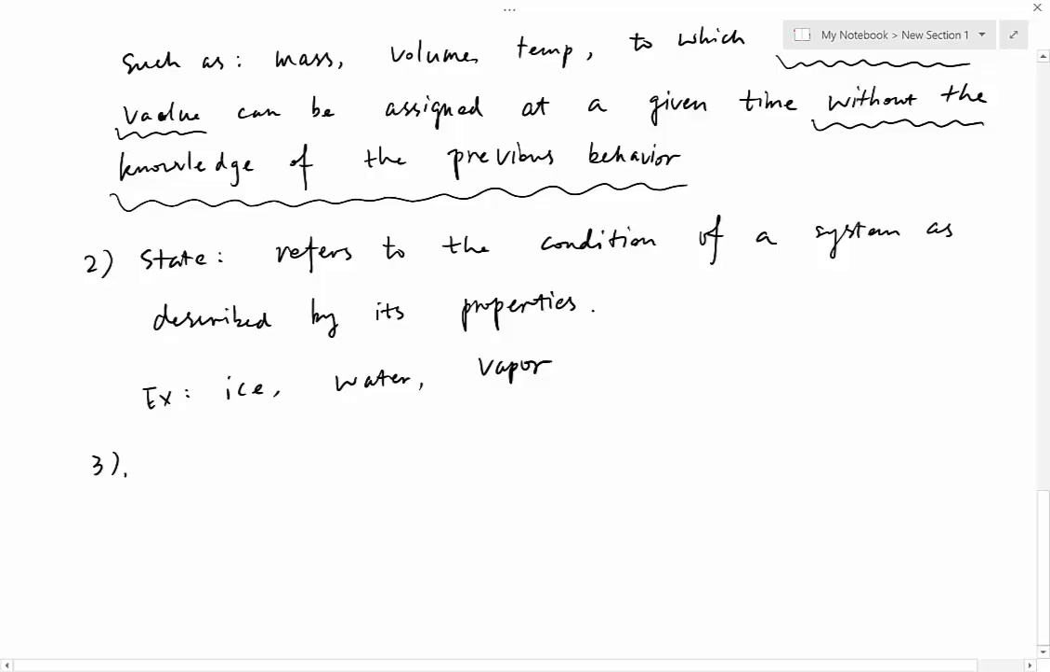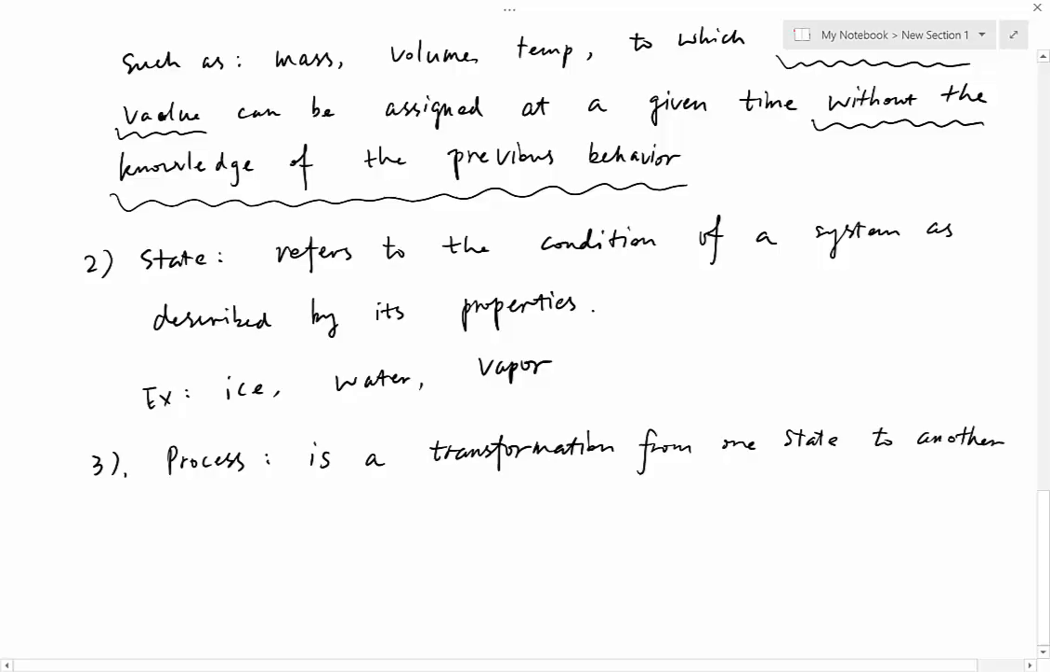The third thing you need when you describe your system is a process. What is a process? A process is a transformation from one state to another.